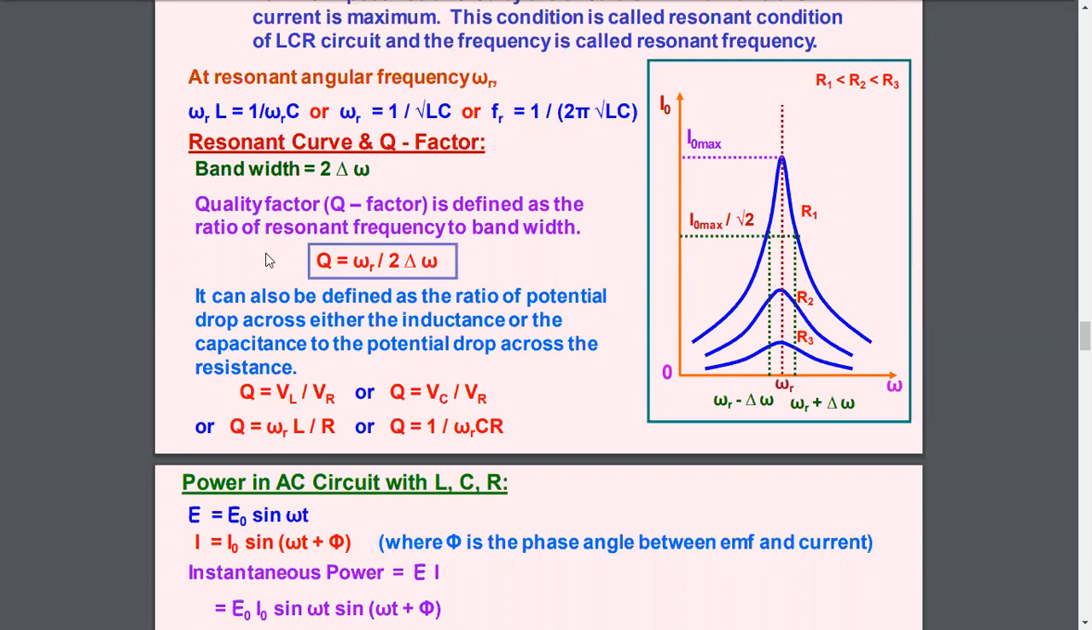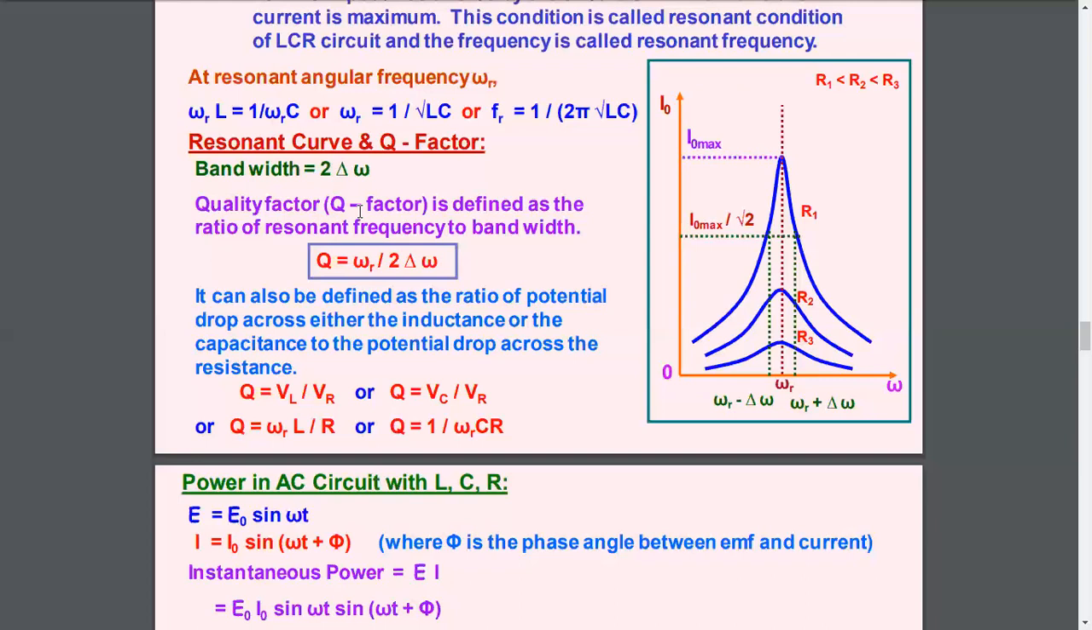So now let us check out what we have so far learned about the bandwidth. Using the concept of bandwidth and resonant frequency, we will be able to define the quality factor. The quality factor, or sometimes called the Q factor, is defined as the ratio of the resonant frequency to the bandwidth. Mathematically it is expressed as Q equals omega r divided by 2 del omega, where 2 del omega is the bandwidth.